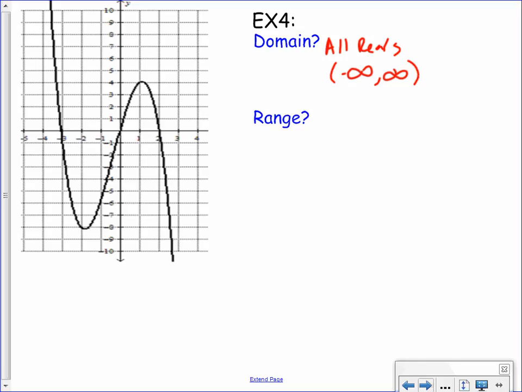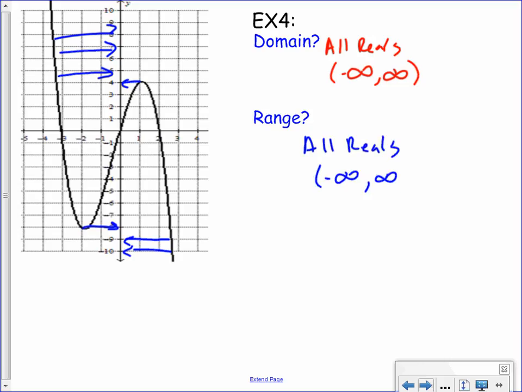Since there's more graph below that point, the answer is neither. So this one stops at negative 9, but there's more graph below negative 9. It's just all real numbers. This one stops at 4, that's right, but there's more graph above 4. So it's not the highest point and it's not the lowest point. So this is just all reals, negative infinity to positive infinity again.